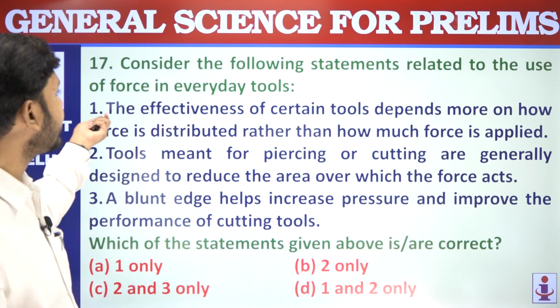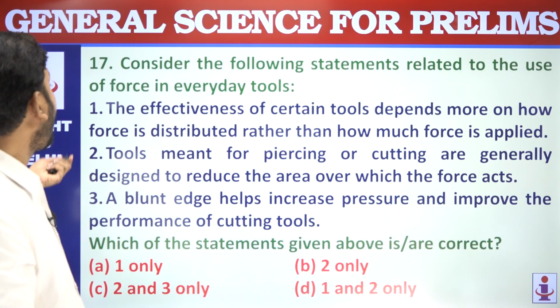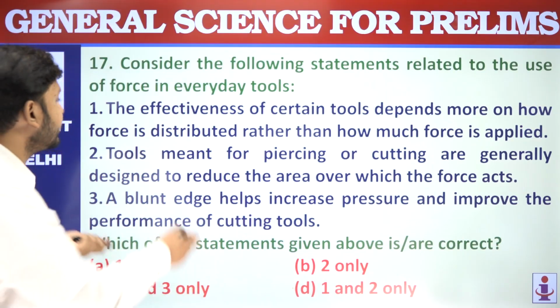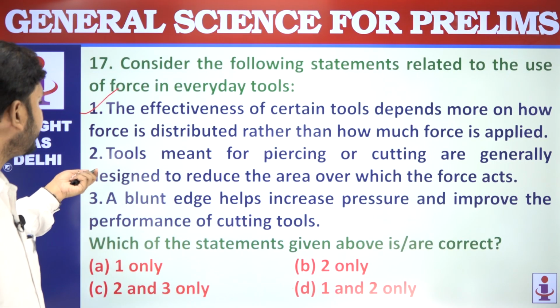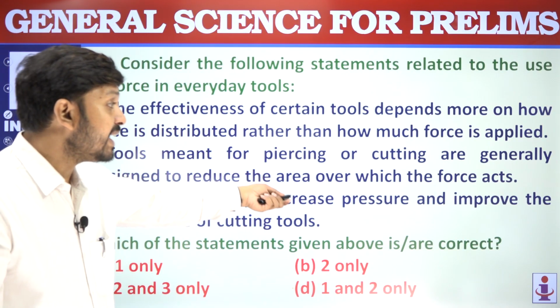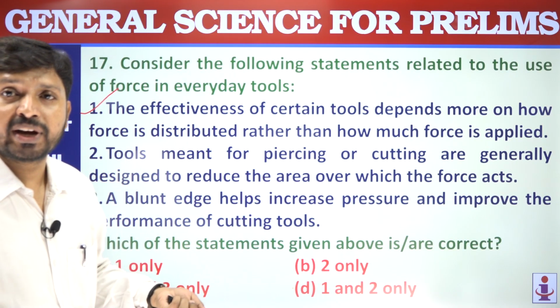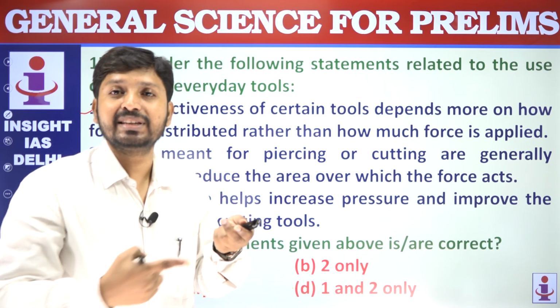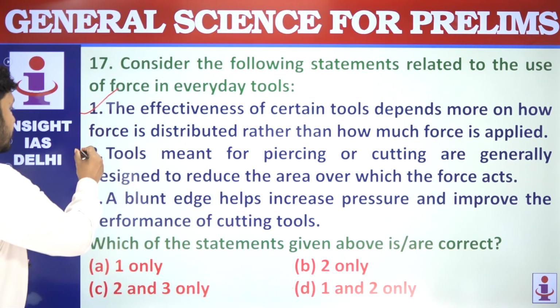Okay, let's read the statements. The effectiveness of certain tools depends on how force is distributed rather than how much force is applied. This is true. Okay, next one. Tools meant for piercing or cutting are generally designed to reduce the area over which the force acts. This is also true, right? Knife is the best example. The smaller the area, the easier it is to cut things, right? So this is also true.